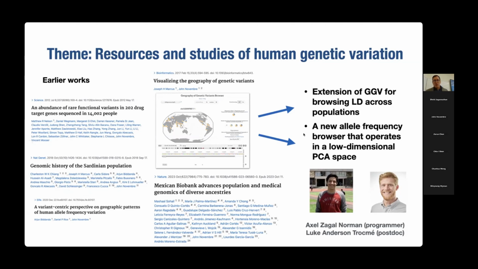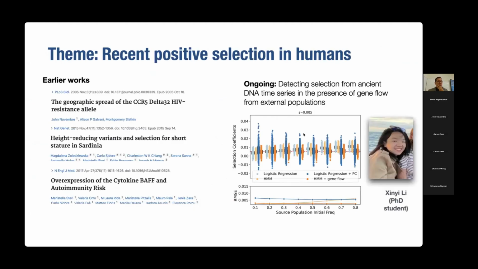Okay. Another running theme in the lab has been looking at positive selection in humans. And so a couple of different studies in that arena. Again, two of these coming out of the collaborations in Sardinia. One going back to my PhD work even. But most recently, we've been developing an algorithm that allows us to use ancient DNA time series to study selection.